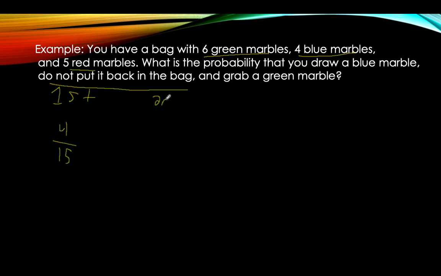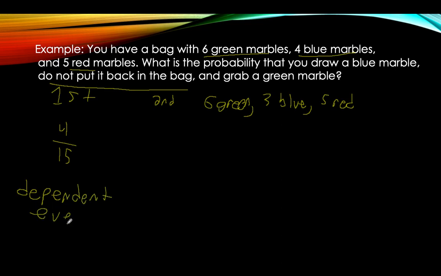So for our second grab, you have 6 green. You now have 3 blue. And you have 5 red. So our first event affected our second event because we have 1 less marble. So we would say these are dependent events. Okay, and so all you have to do for dependent, we're still going to multiply probabilities. You just have to think about how the numbers would change, how that event affects it.